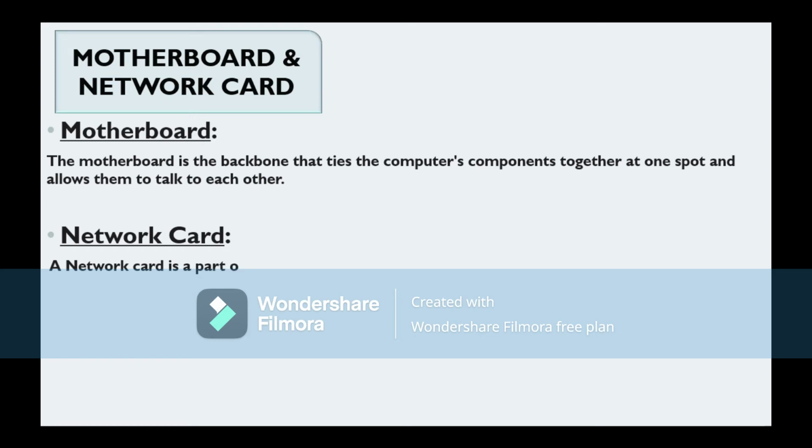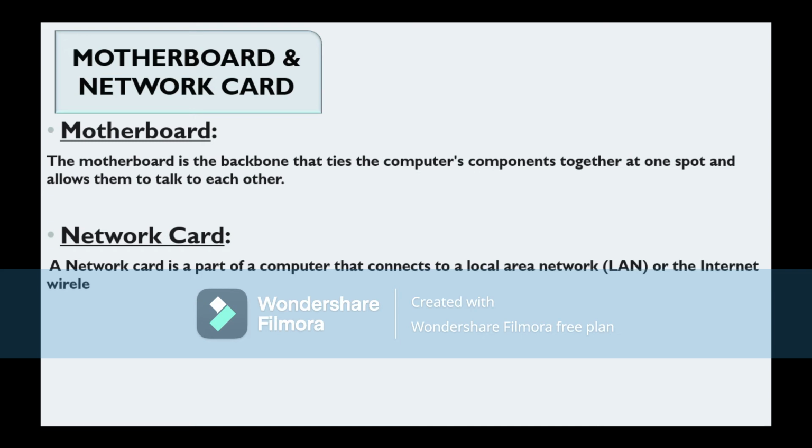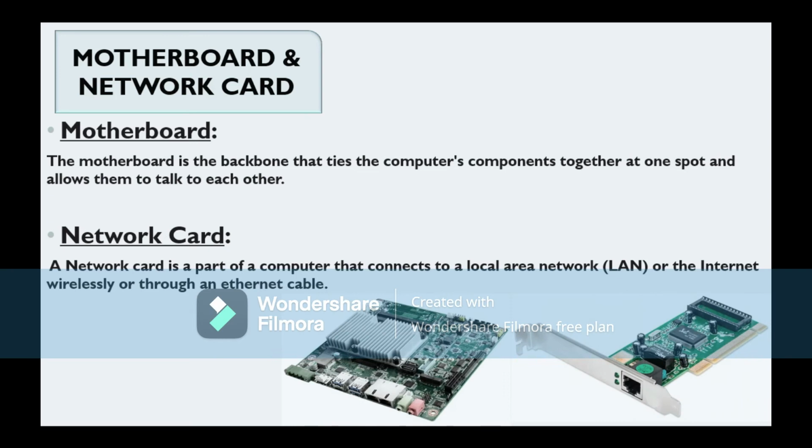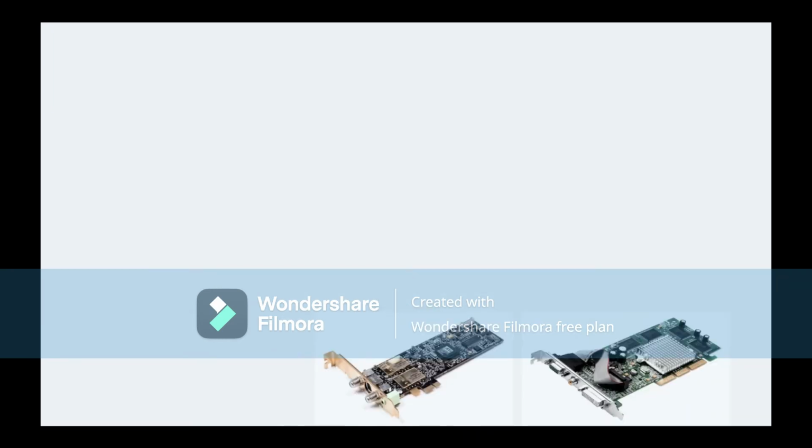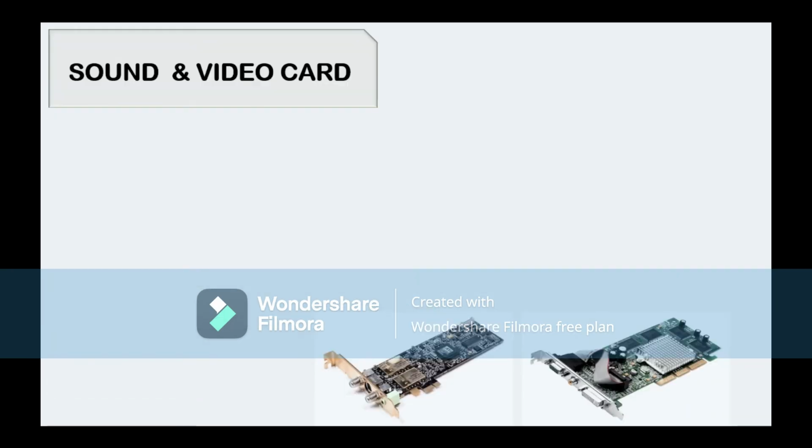And there is a network card. A network card is a part of a computer that connects to a local area network (LAN) or the internet wirelessly or through an Ethernet cable. A network card is also used as a signal for the internet. And these are the pictures of a network card and sound card.